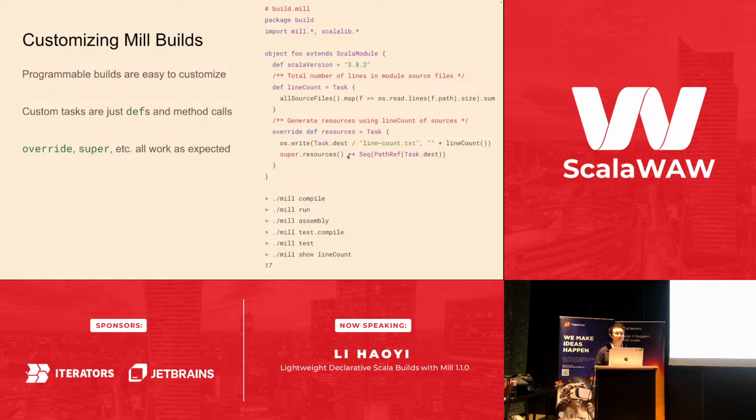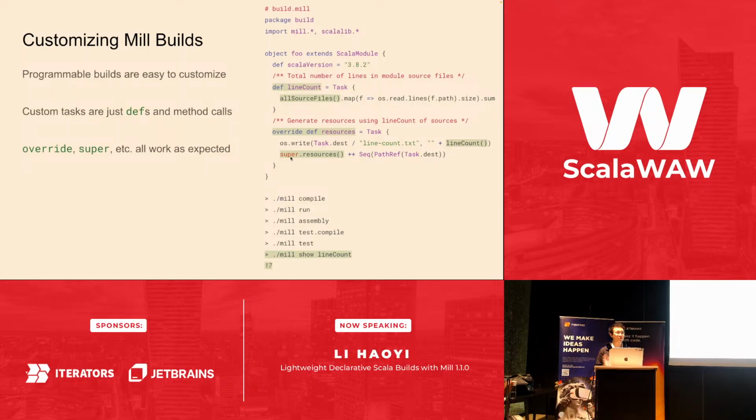So this resource line count txt will be available at runtime. This is kind of a synthetic example. No one actually wants to count their lines and put them in a resource file, but it shows you how easy it is to customize your Mill build with custom build logic, just using method definitions, method calls, overrides, and supers. So these are all things you already know how to use.